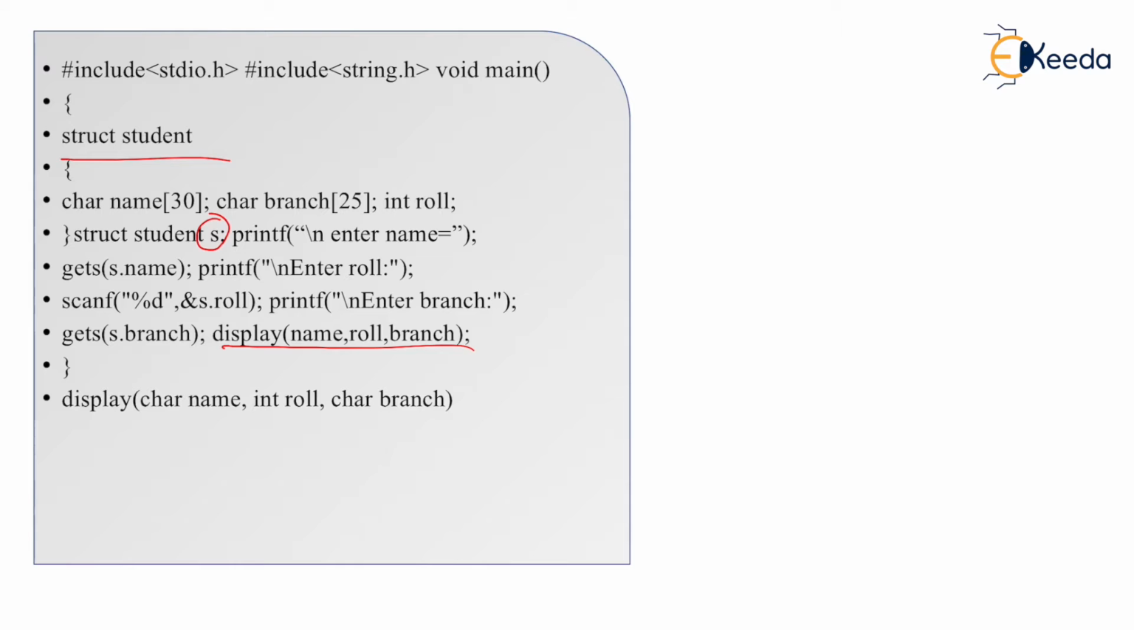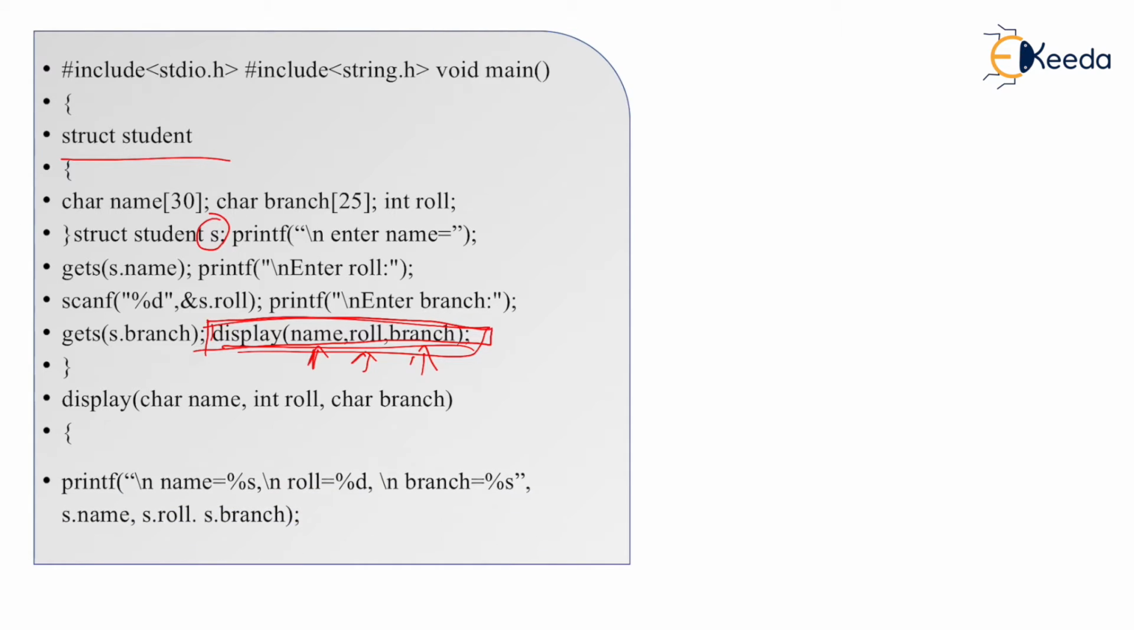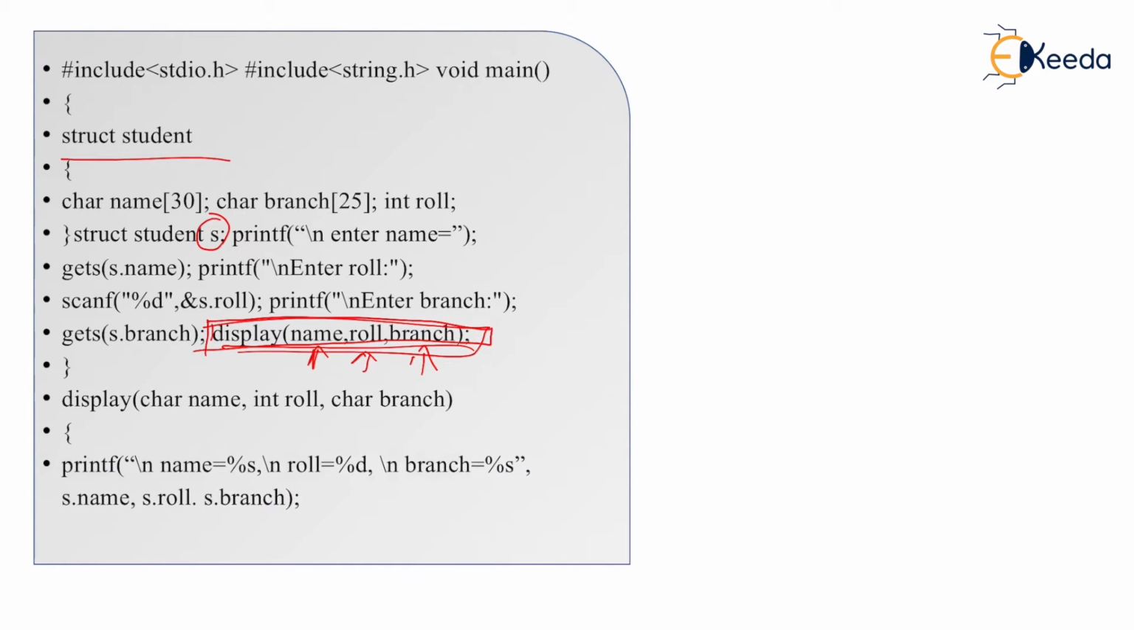After done with that, they are specifying this method. See, this display is a method, and for this method they have provided name, roll number, and branch. Now what happens? Printf name, roll number, branch, s dot name, s dot roll, s dot branch, and closing it. So whenever you require the structure variables, you don't need to worry about it. You can access it directly with the help of the variable declaration of a structure.